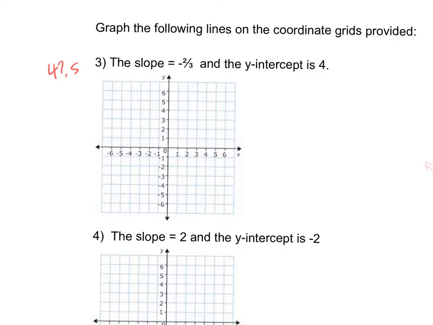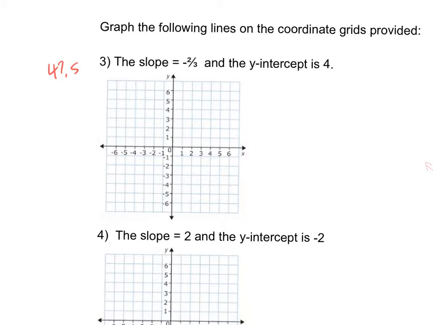You graph it on the y, you put a dot on 4. That's right, on the y. Your y-intercept is what letter that we say? The b, correct? And the slope is the m. If you remember y equals mx plus b, in this expression the slope is negative 2/3, and the y-intercept is 4.